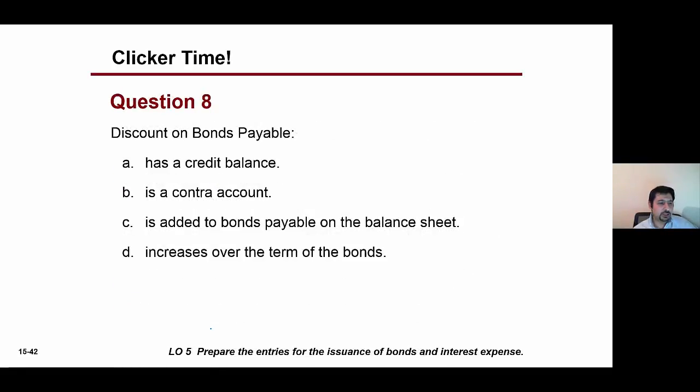Now, the discount on bonds payable: it has a credit balance, is a contra account, is added to bonds payable on the balance sheet, or increases over the term of the bond. The answer is B, it is a contra account, and as a result it has a debit balance, and it will be deducted from bonds payable and not added to bonds payable.